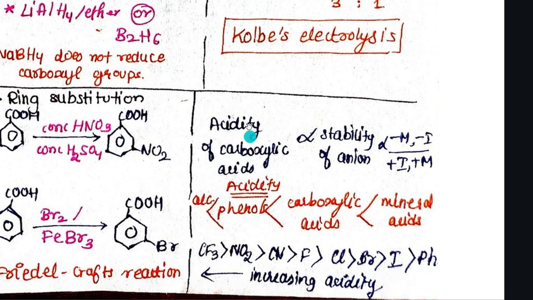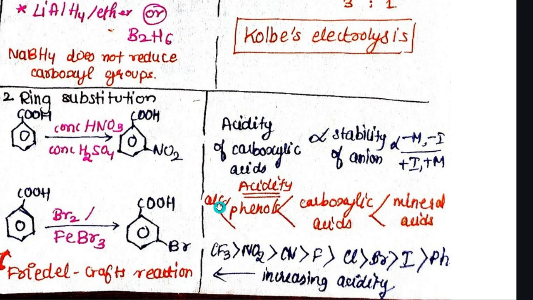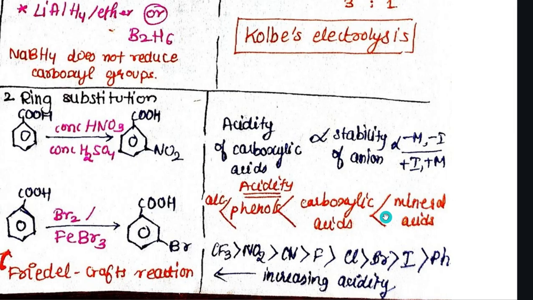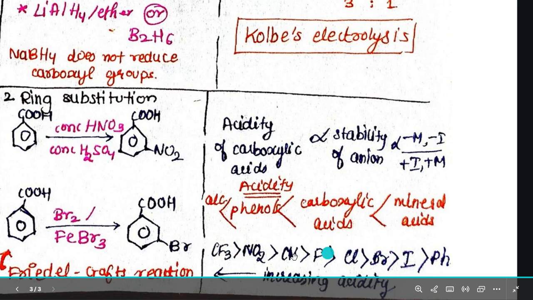So then coming to acidity of carboxylic acids, it is directly proportional to the stability of the anion. Acidity is always directly proportional to the minus M and minus I effect. Basicity is the opposite. So now we will talk about acidity only. Acidity is directly proportional to stability of anions, which is directly proportional to minus M and minus I effect and inversely proportional to plus I and plus M effects. If I talk about acidity, least acidic are alcohols, greater than alcohols are phenols, greater than phenols are carboxylic acids, but greater than carboxylic acids are the mineral acids. Now if I say increasing order of acidity like this, then CF3 is greater than NO2, greater than CN, greater than fluorine, greater than chlorine, greater than bromine, greater than iodine, and then greater than the phenyl group or the benzene ring.